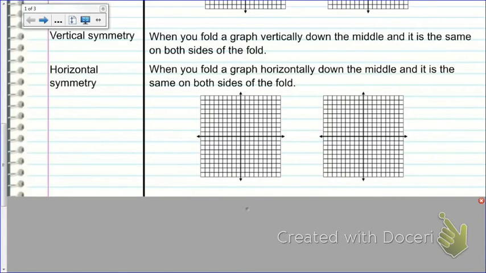So vertical symmetry happens when you fold a graph vertically, which is up and down the middle, and it's the same on both sides of the fold. So an example of vertical symmetry would be those V or those U-shaped graphs that are the same if you folded it vertically. So for example, that guy has vertical symmetry because if I were to fold it right down the middle vertically, it's the same on both sides, right? Like a mirror. So that's vertical symmetry.